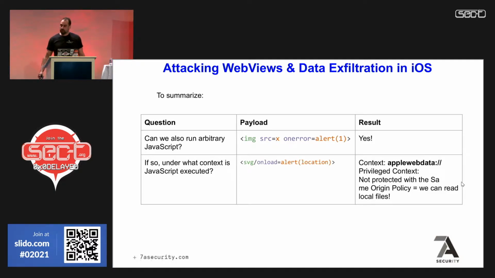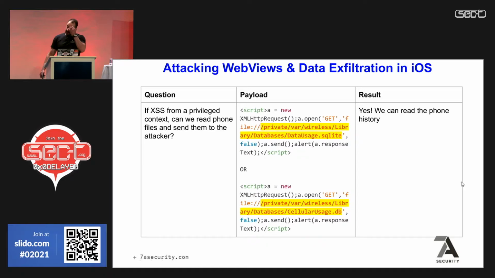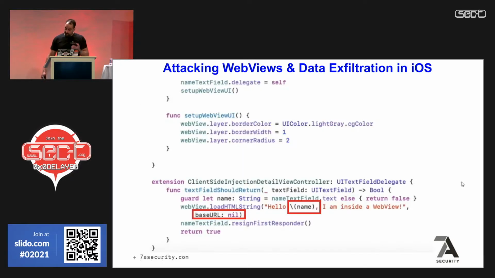Methodology-wise, we're trying to answer the same questions. Do we have the alert 1? Do we have the alert location? Can we read local files by knowing the paths? And so on, right? So this is the vulnerable code. It's loading an HTML string.